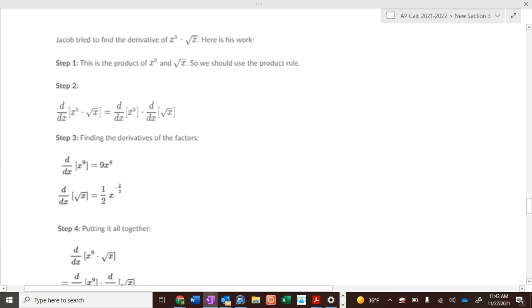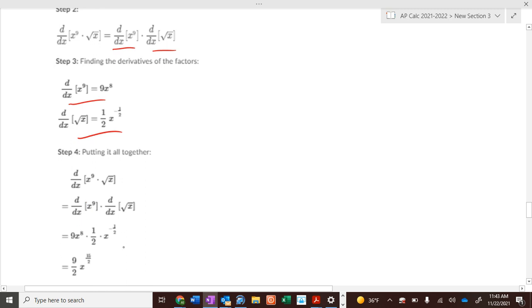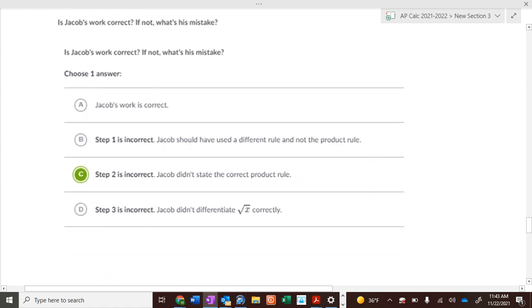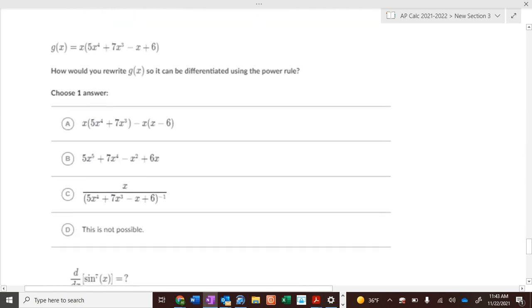All right, Jacob tried this. Well, he shouldn't have. Here's his work. Step 1. To take the derivative, you take both of them. Derivative of that is that, derivative of that is that. So putting it all together, he took both derivatives at the same time. What's his mistake? Step 2, he didn't use the correct product rule. How could you rewrite this to make it differentiating just using the power rule? Distribute the x right at the start. Distribute the x and life is easy.